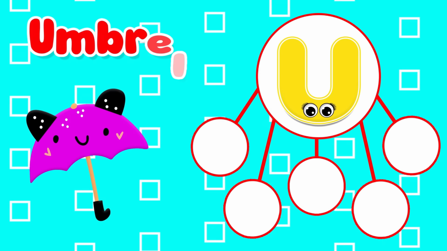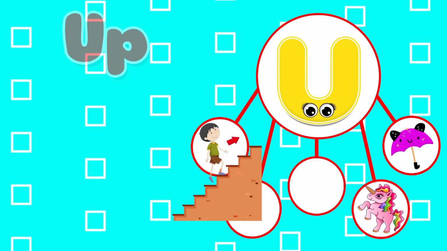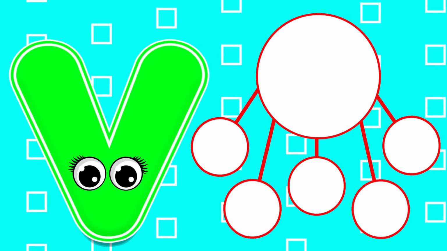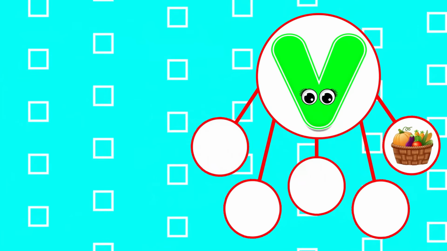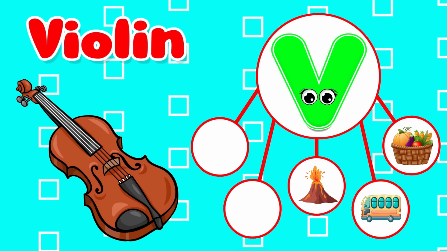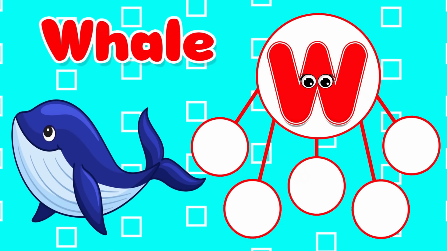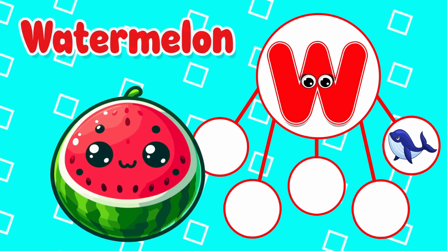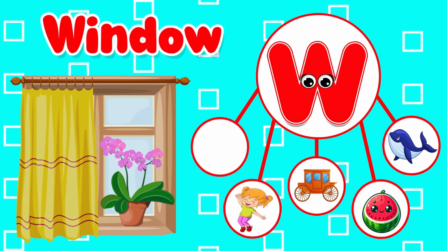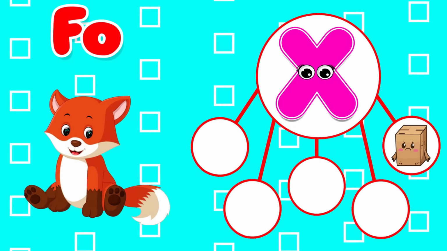U for umbrella. Unicorn. Up. Under. Uniform. V for vegetable. Volcano. Violin. Valentine. W for wheel. Watermelon. Window. X for fox. Fox.